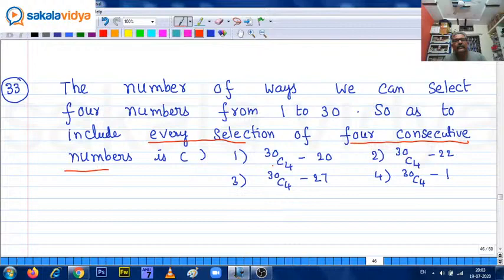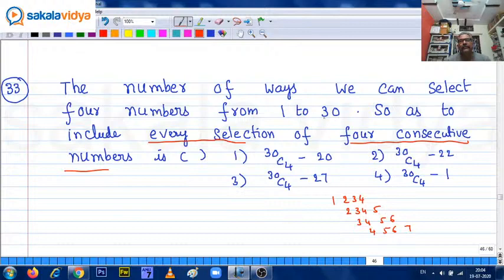So with a restriction, first without restriction find out, next with restriction find out. Without restriction means we need to select four numbers out of 30. That can be done 30C4 ways, but four consecutive means the numbers may be like this: 1, 2, 3, 4, next 2, 3, 4, 5, 3, 4, 5, 6, 4, 5, 6, 7, and so on, next 5, 6, 7, 8. We cannot count them one by one for 1 to 30, but I will tell you the logic.